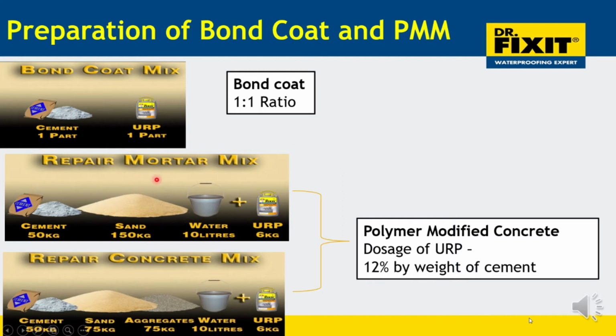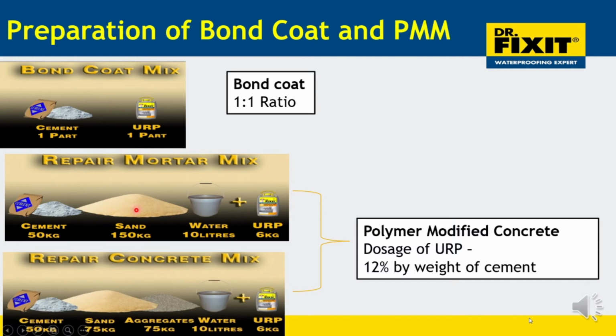Second, we come to the repair mortar mix. Repair mortar mix is a mix which you make for making some repairs, especially in old buildings. The ratio for this is 50 kg of cement, 150 kg of sand, 10 liters of water and 6 kg of URP.